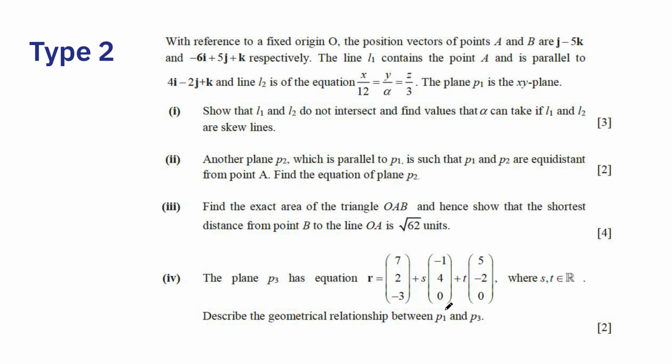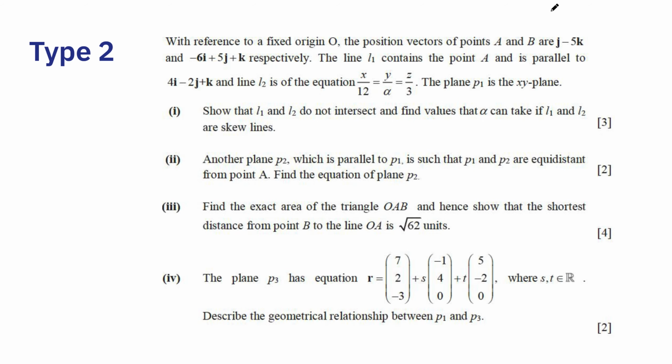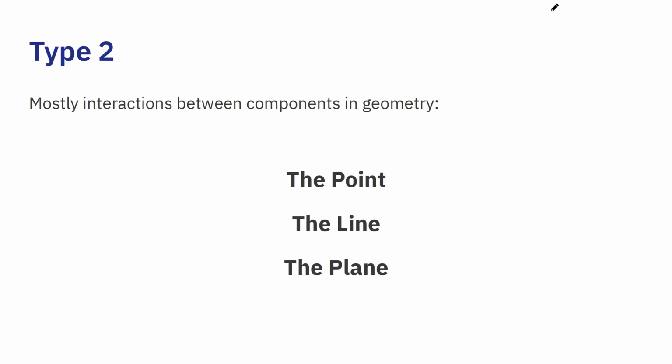So this is an example of a type 2 question. As you can see, all these questions have lots of numerical values and require a lot of application. So these are what we call application questions, or questions that require a lot of problem-solving strategies. Type 2 questions can actually be all classified as interactions between these three components in vector geometry. So this would be the point, the line, and the plane.